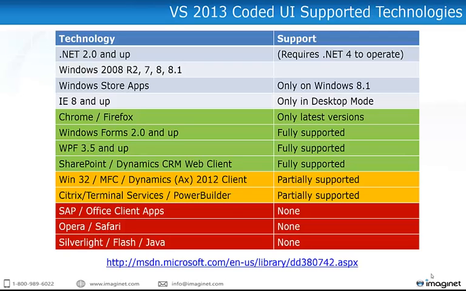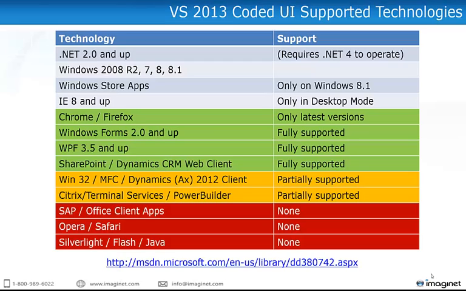Let's look at the supported technologies. Coded UI testing supports any .NET 2 and up applications. It does require .NET 4 to operate, but your application can still target .NET 2. The operating systems supported are Windows 2008 R2, Windows 7, Windows 8, and Windows 8.1. Windows Store applications are supported, but only on Windows 8.1. Internet Explorer 8 and up are supported, and only in the desktop mode. The latest versions of Chrome and Firefox are supported.